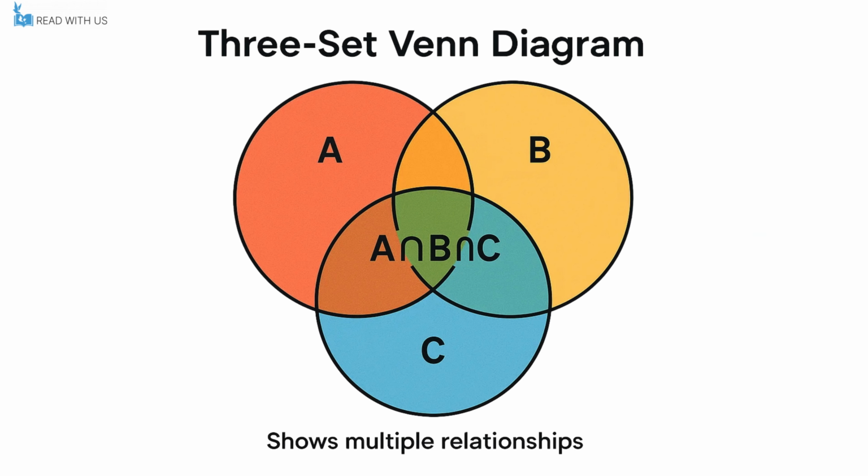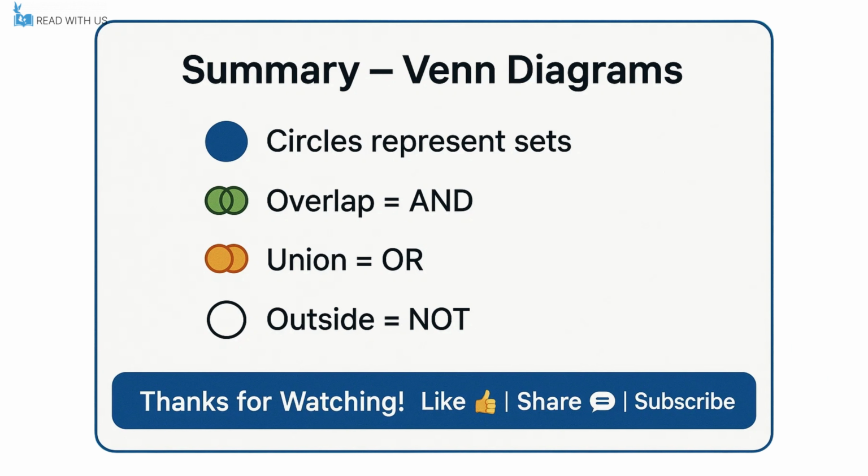Now, for 3 sets, we can use 3 overlapping circles, A, B, and C. The center area where all 3 overlap represents A∩B∩C, and we can shade or label specific regions to show relationships among multiple events. To summarize, Venn diagrams show relationships between sets.